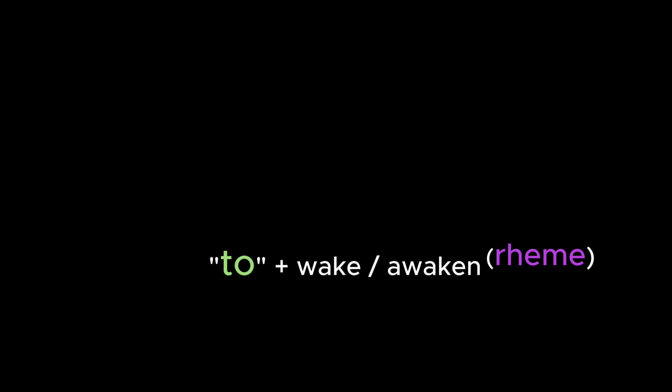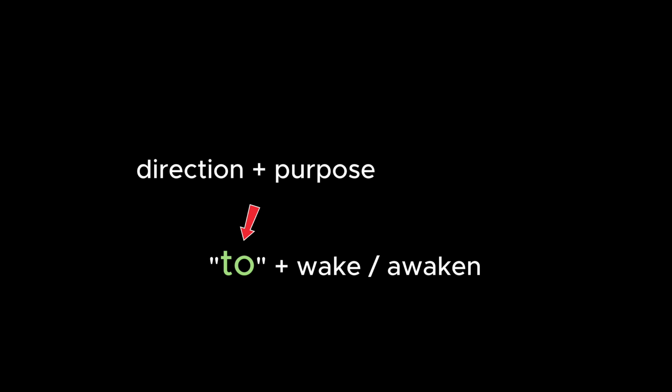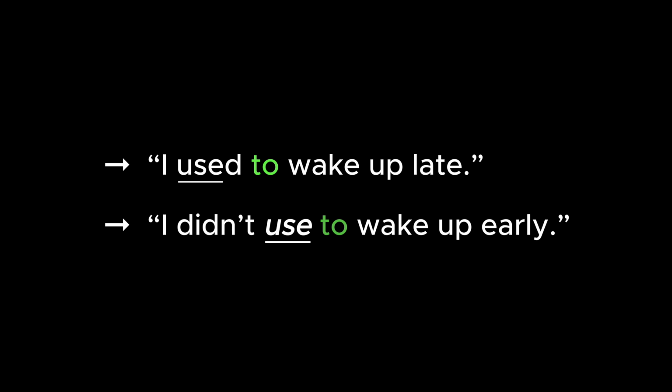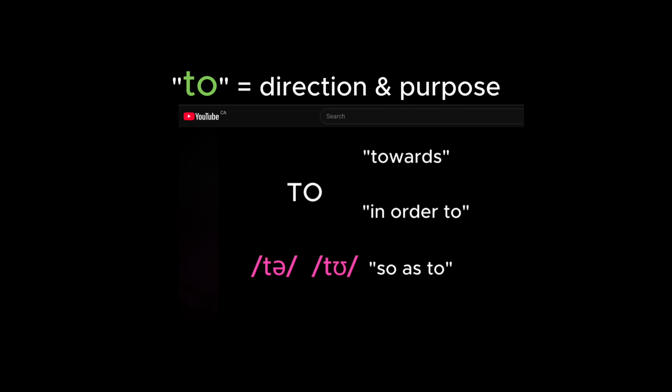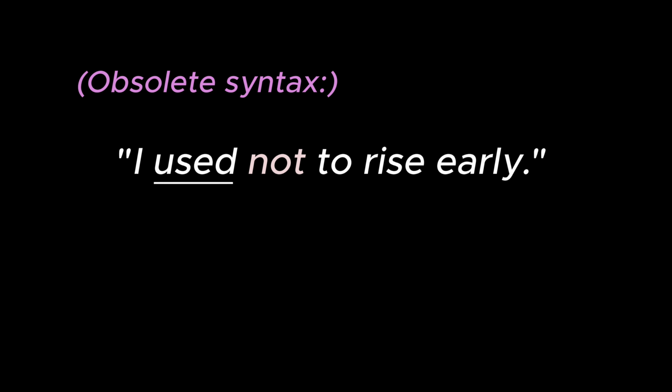The participle to always hints at direction and, by extension, purpose, even if we may not be conscious of its underlying role due to a semantic change. The intrinsic meaning of to I've also already outlined in a previous video. Originally, I used not to rise early meant something like, I practiced rising late.